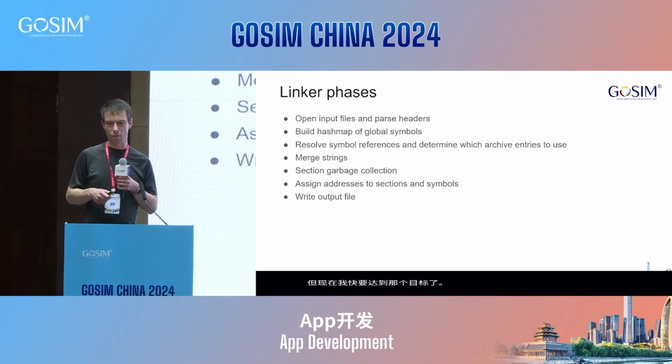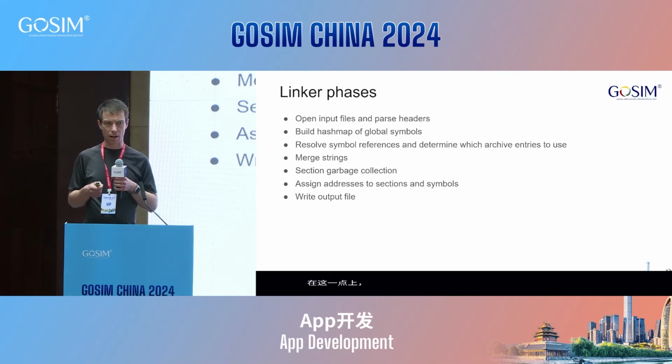So the linker goes through several phases when it's running. Initially it parses all of the arguments that are passed to it. It then opens all of the files and parses the headers. It then builds a hash map from symbol names to symbol IDs. It then uses this hash map, which is now read-only at this point, to resolve all of the undefined symbols that each object is requesting. And in the process, it determines which archive entries to load.